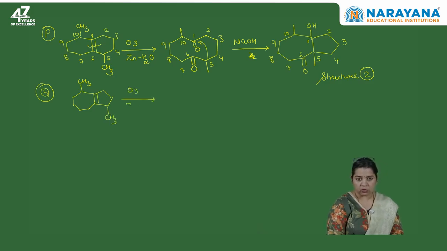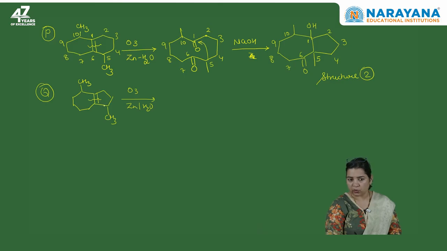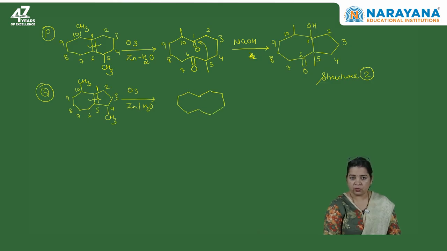Proceeding with the same process, ozone, zinc, water will break. Overall, it is like 7, 8, 9, 10. So the carbon count will remain the same, right? And here also we have 2 methyl as above, but the relative positions will change. So let us do the numbering again: 1, 2, 3, 4, 5, 6, 7, 8, 9, and 10. If I break this, I'll get 1 and 5 as carbonyl, making it the same as above, right?